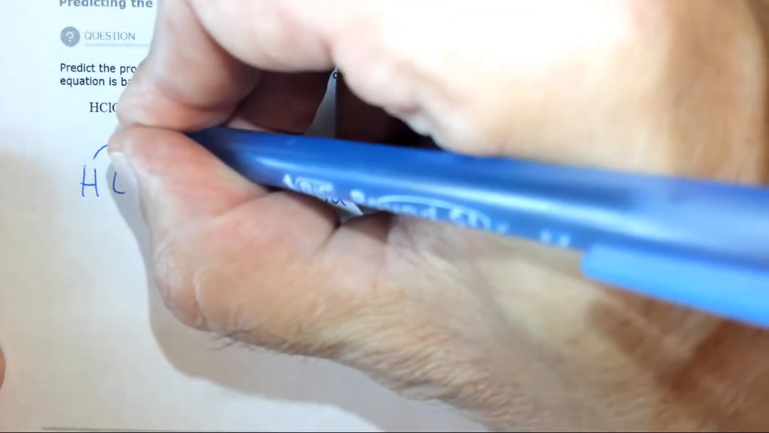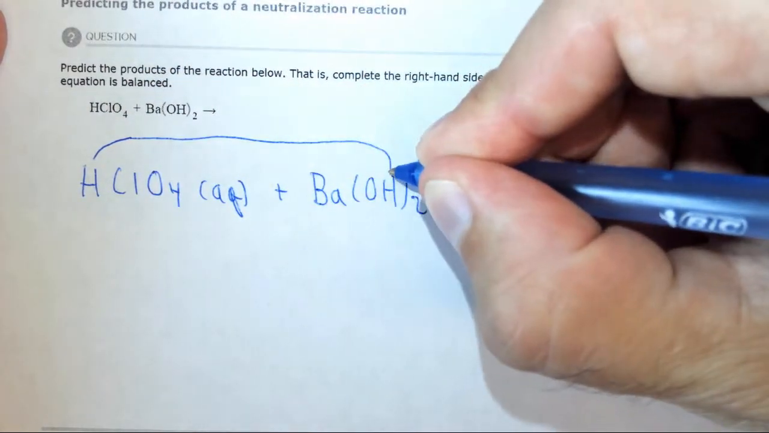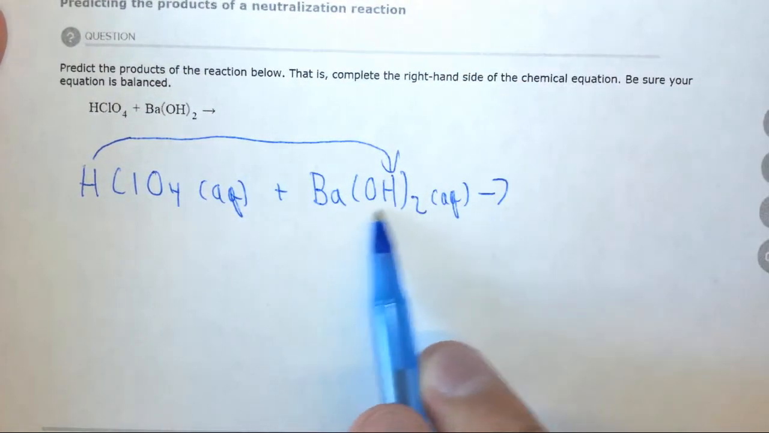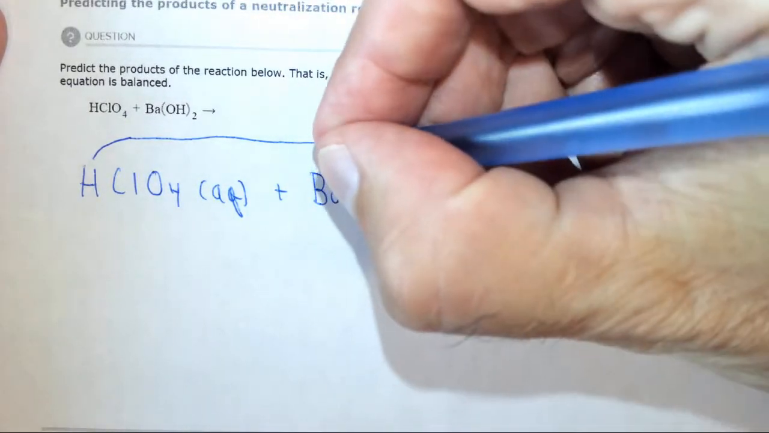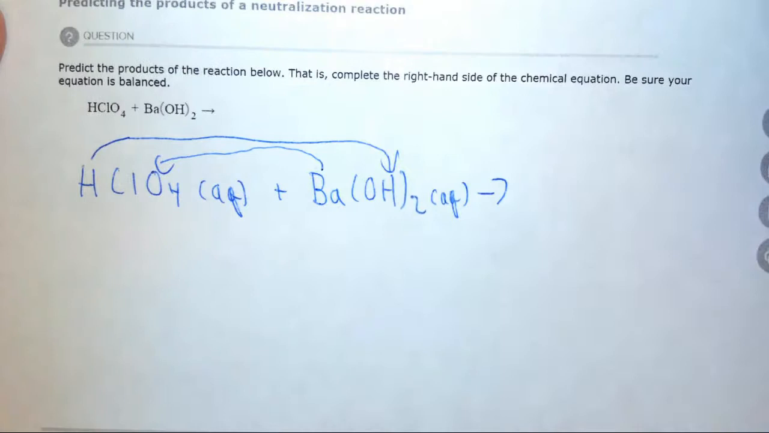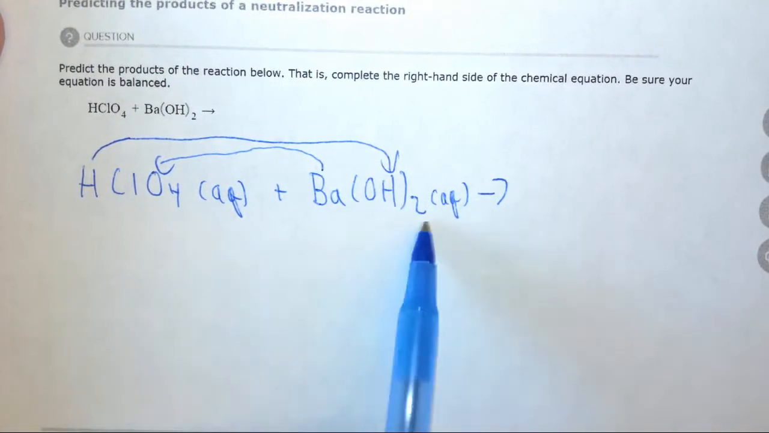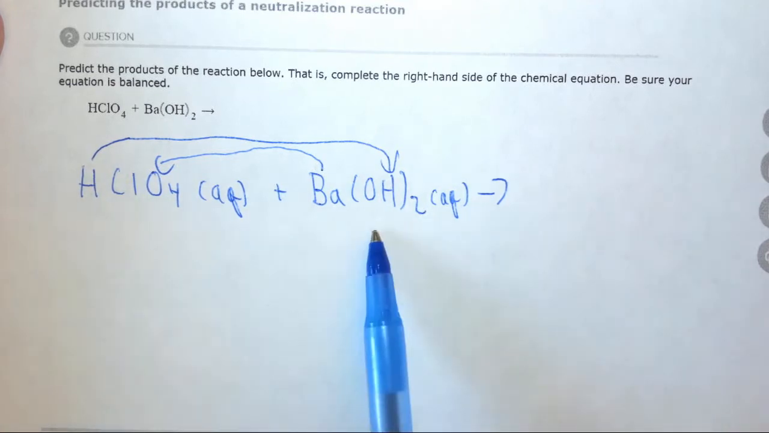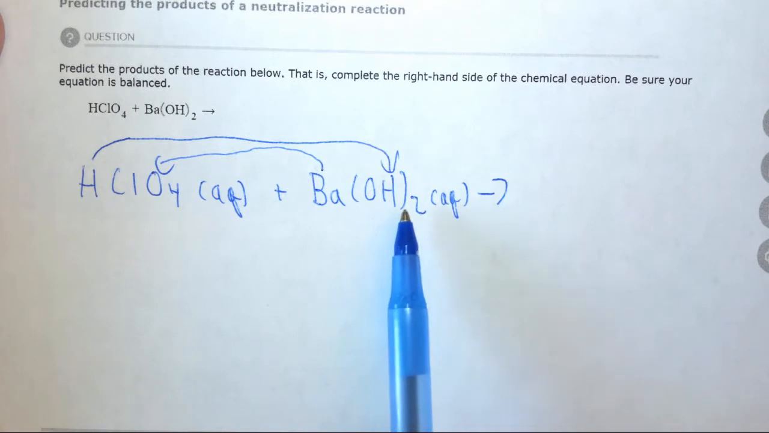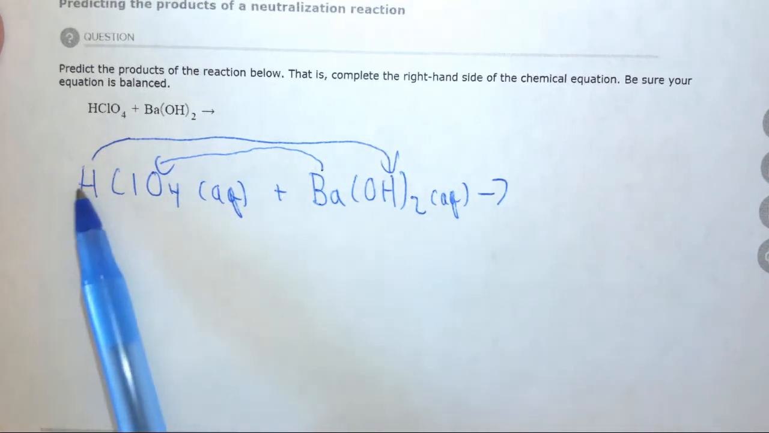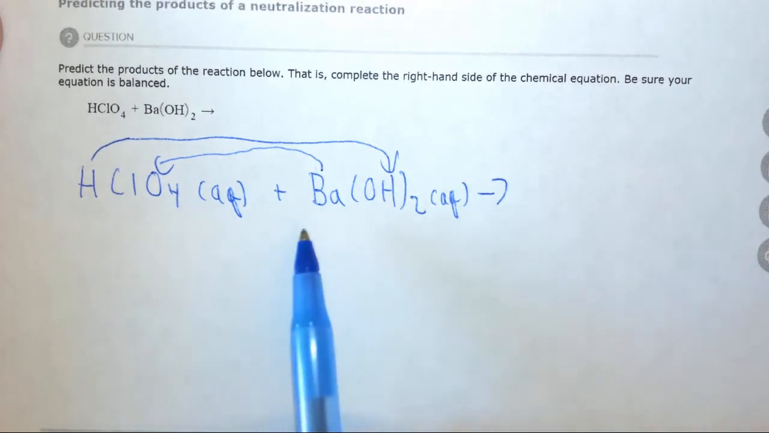The cation in the acid, in this case the proton H+, interacts with the anion of the base, in this case OH-. Then the barium interacts with the perchlorate. So it's just like a double displacement reaction, except it's an acid-base reaction. The H and the OH form water, liquid, which is something that's not aqueous, which is the driving force of the reaction, and the product being water also tells us that it's an acid-base reaction.